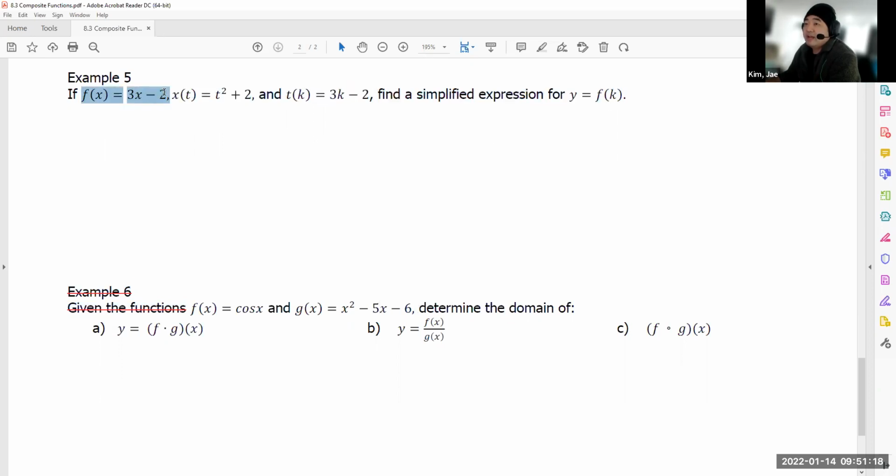If I have f of x, and then I have x of t, I did that on purpose. f of x, and inside x is a t, you get it? And then t is t squared plus 2. And inside the t, there's a k. Find a simplified expression for y equals f of k.